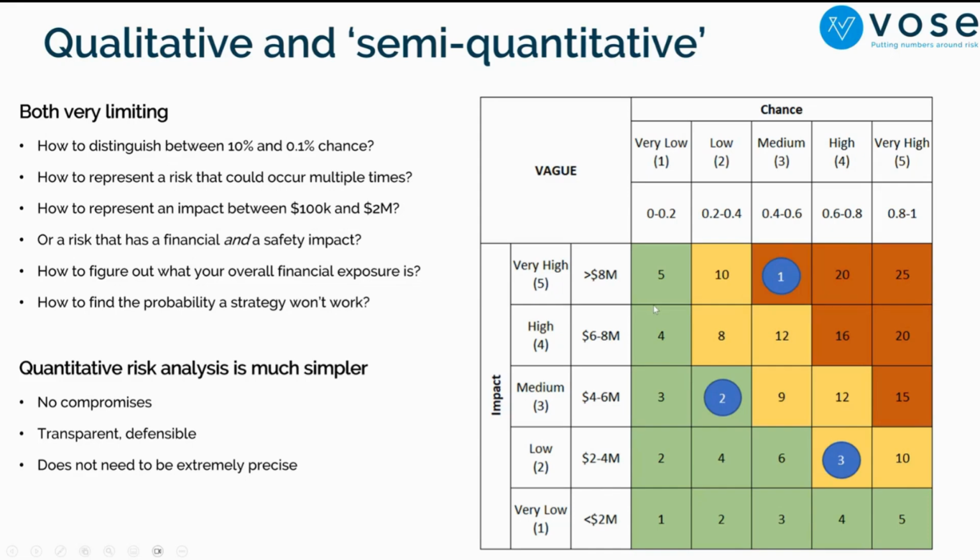limitations can be overcome with the quantitative approach, which gives no compromises, is transparent, defensible, but also it doesn't need a lot of precision, I would say. Even the estimates that are not very precise, they can also be useful. At least you will see the aggregation, and you will see where the main volume of risk resides, even if you have the estimates that are not very precise.